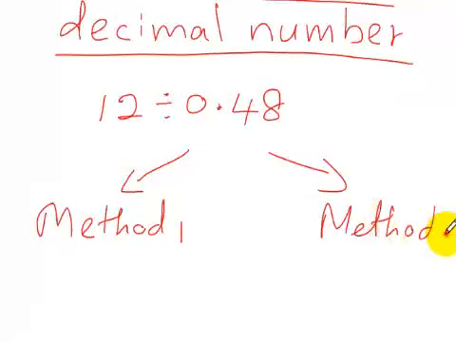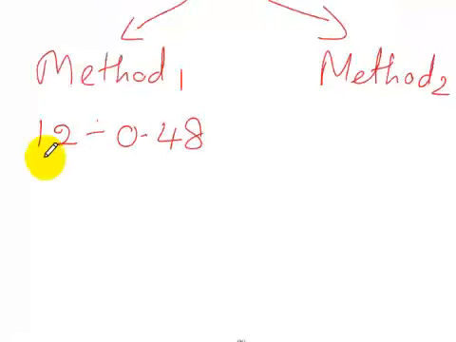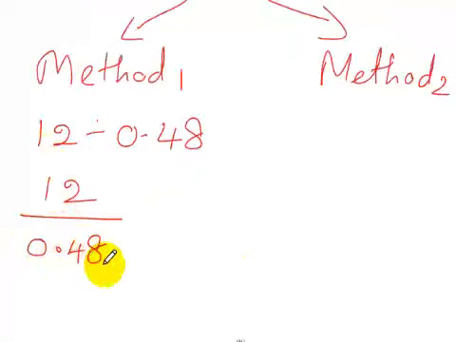First we will try to solve using method 1. Now I will write this in vertical way as a fraction. 12 divided by, this is the dividend and this is the divisor, 0.48.